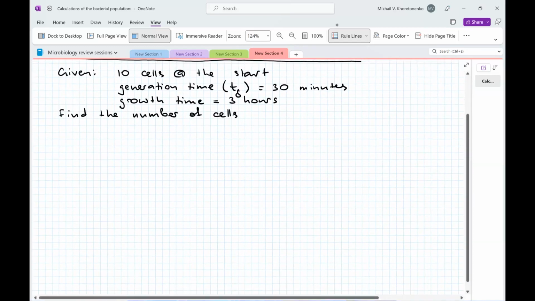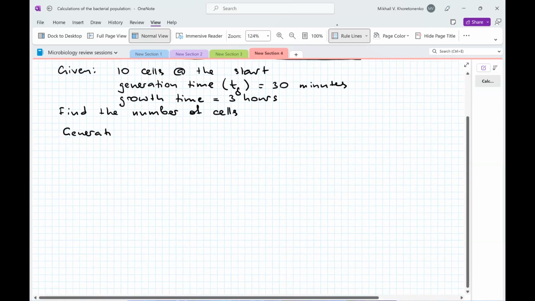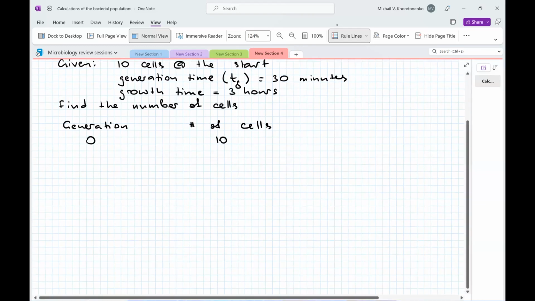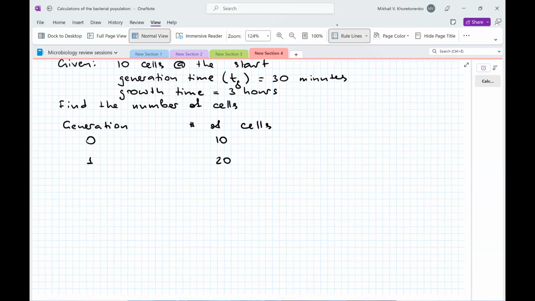So what we start with, we say that the generation and the number of cells. So the generation 0, number of cells is 10. Remember that every generation, the number of cells doubles. There are several ways to skin the cat. I'm going to give you the simplest one. So generation 1, you're going to have 20 cells. Time is 30 minutes.